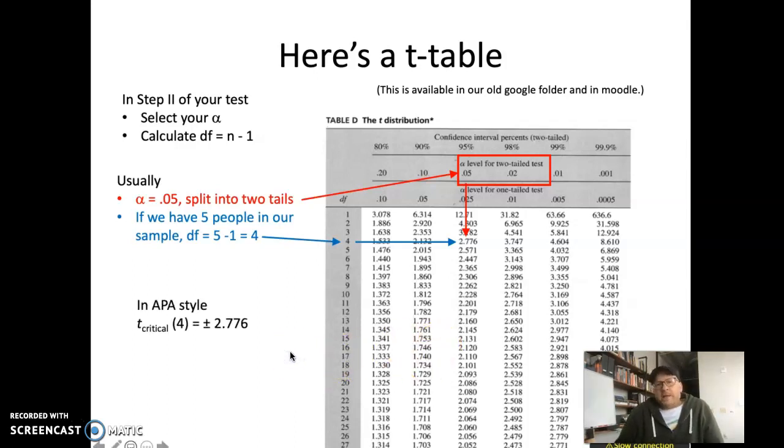And in APA style, the way you would see that written is just t critical. The parentheses there show our degrees of freedom. So that says 4 degrees of freedom. And that is plus or minus 2.776. So that would be our critical value for our test.